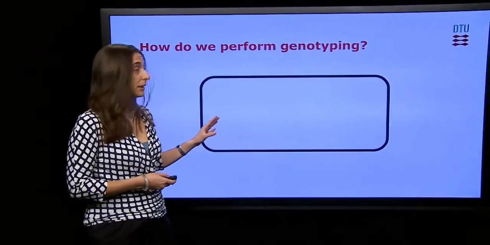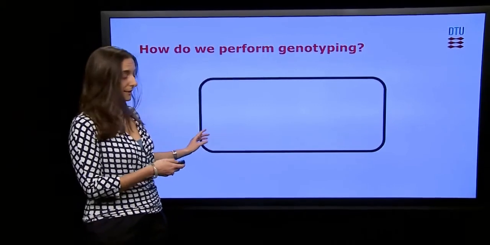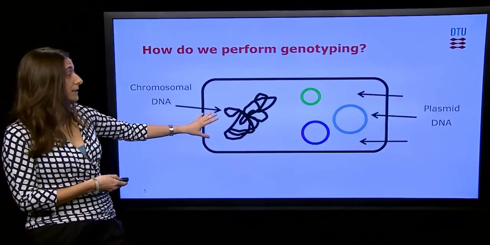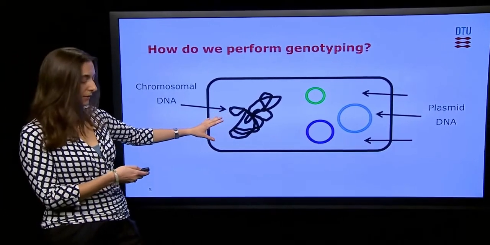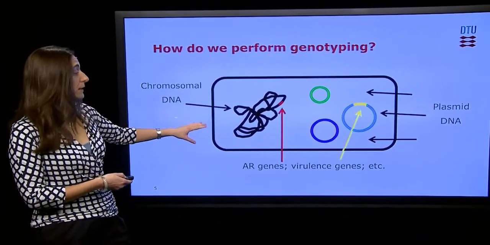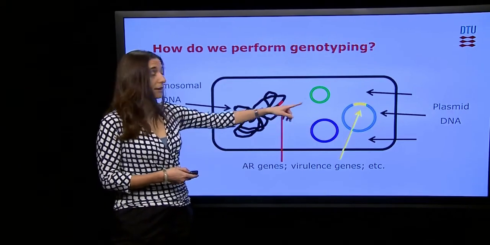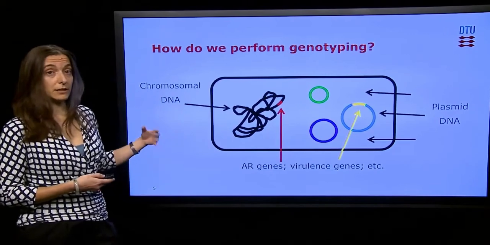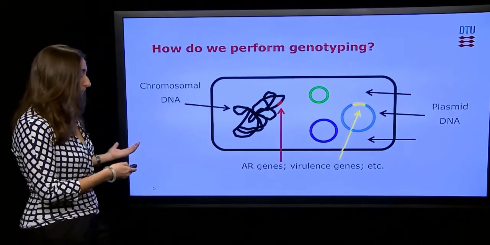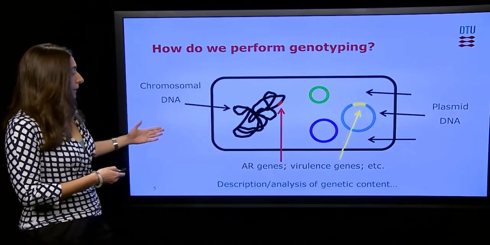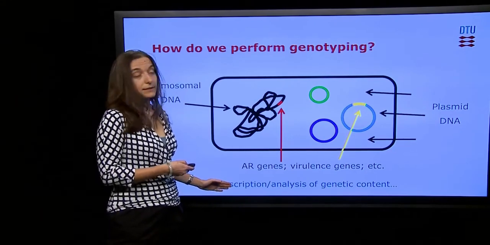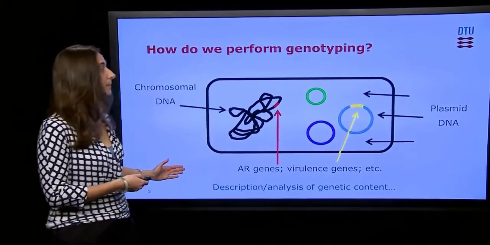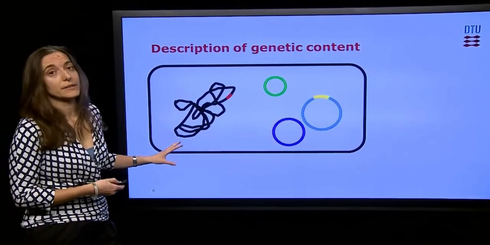How do we perform genotyping? If you imagine that this is a bacterial cell, this is the bacterial cell wall, we have the chromosomal DNA, we can have some additional DNA, plasmid DNA, and then we can have different kinds of genes. In this example, there could be antimicrobial resistance genes, there could be virulence genes, but it could be any kind of gene on which we aim to gather more information. The genotyping at the end is, in other words, the description or the analysis of the genetic content of a bacterium. How can we describe this genetic content?